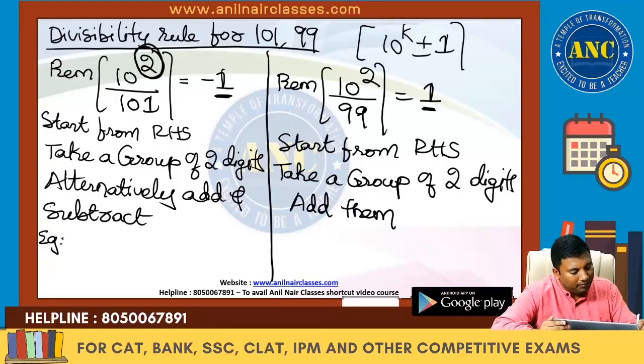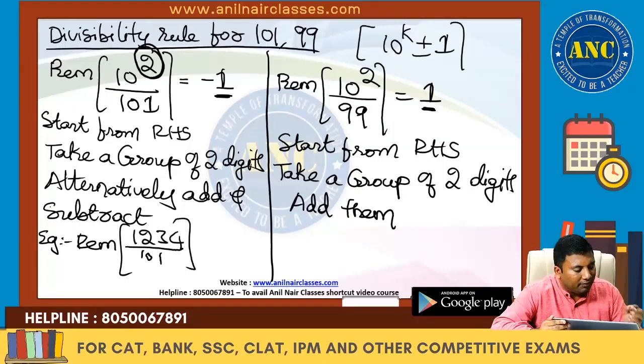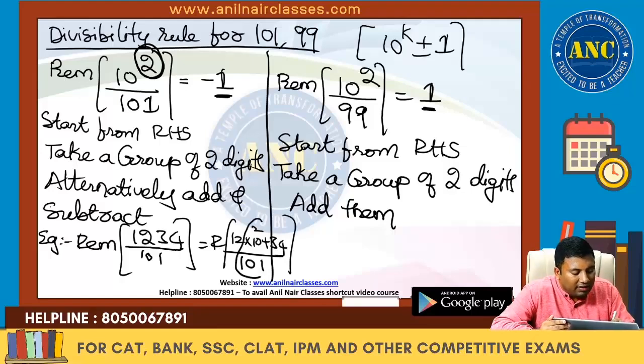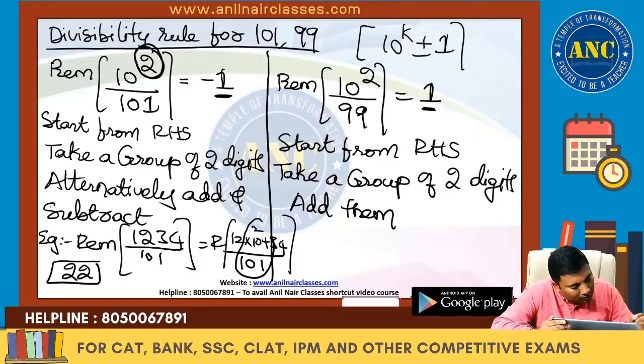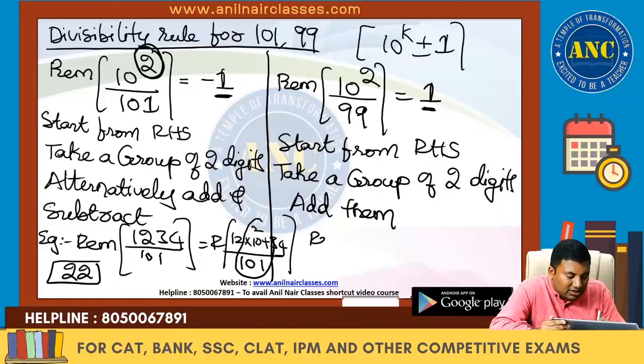One example. Remainder when 1234 is divided by 101. It is 12 into 10 square plus 34 divided by 101. 100 divided by 101 gives minus 1. 34 minus 12 is 22. Just by looking at the question itself, you can say the answer.